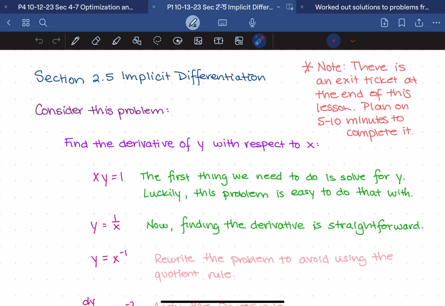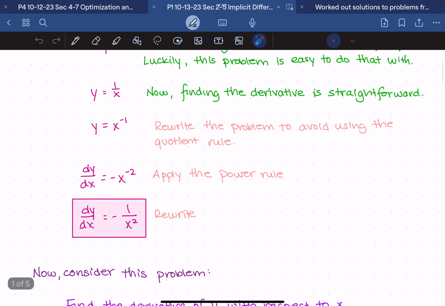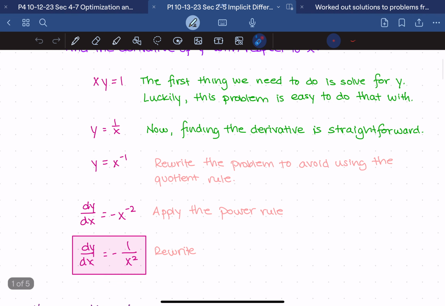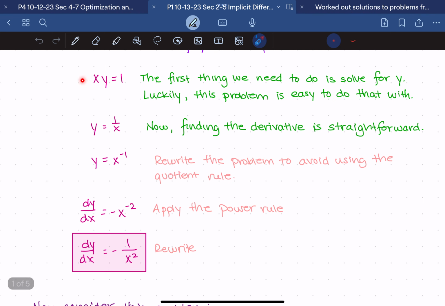So let's first consider this problem. What if I asked you to find the derivative of xy equals 1, the derivative of y with respect to x? The first thing we need to do is solve for y. That's easy to do, just divide both sides by x. Then finding the derivative, we can rewrite it as a power and easily use the power rule. Multiply by the exponent, subtract 1 from the exponent. It's nice to rewrite it like this, but you can leave it either way. There's your answer. Straightforward, easy peasy.